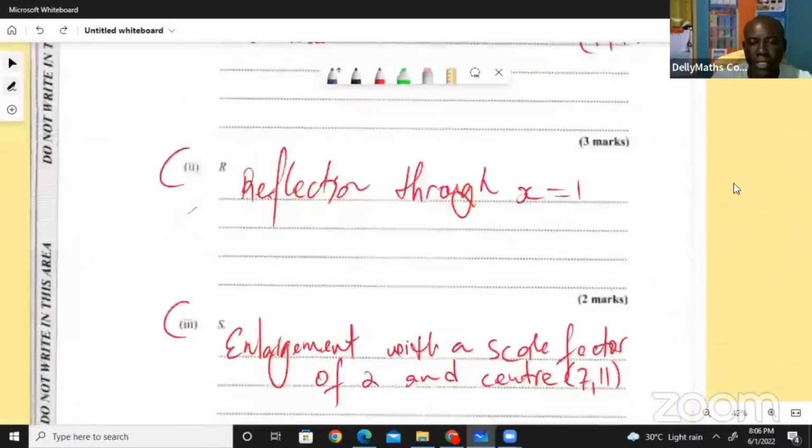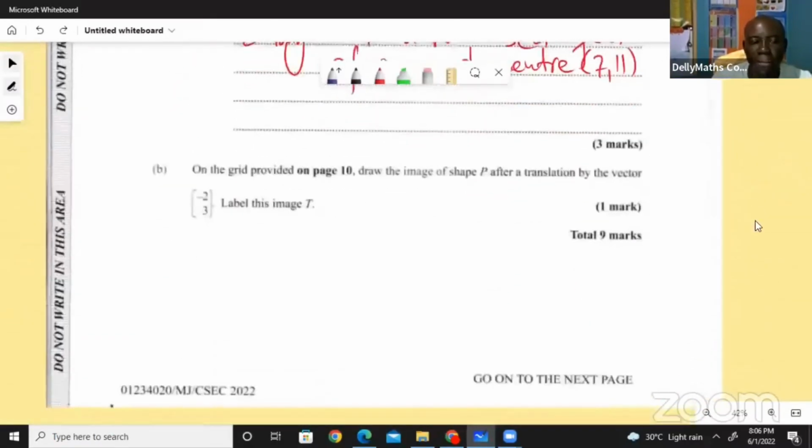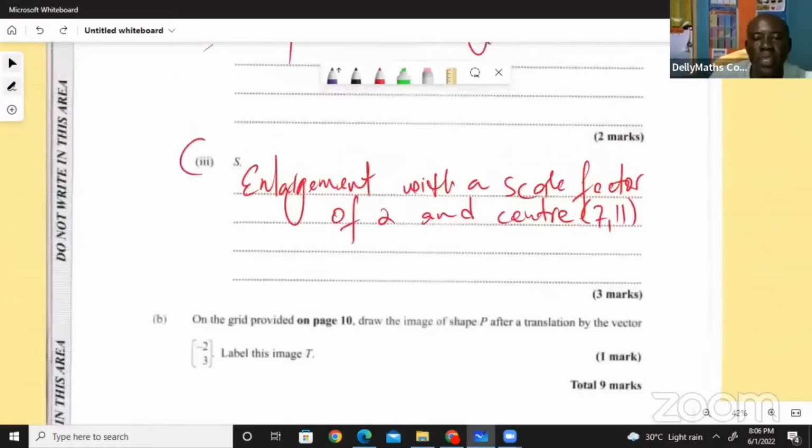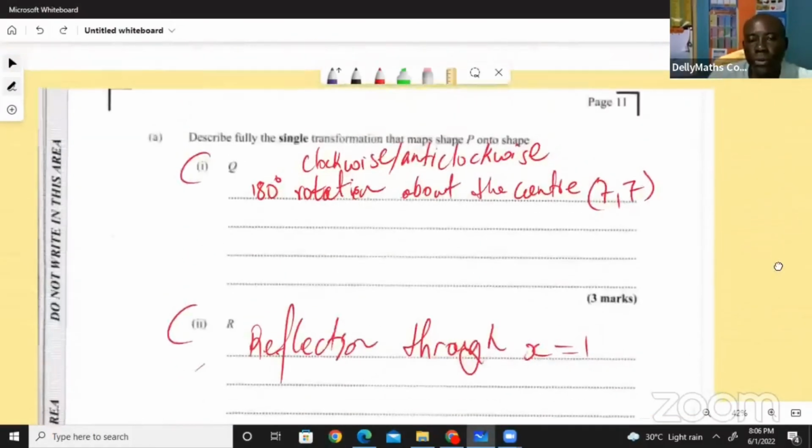All right, let's see what else they have us to do. One last thing here. It says on the grid provided on page 10, we want to draw the image of the shape P after translation by the vector -2, 3, and label it T. So we're going to move P by -2, 3.